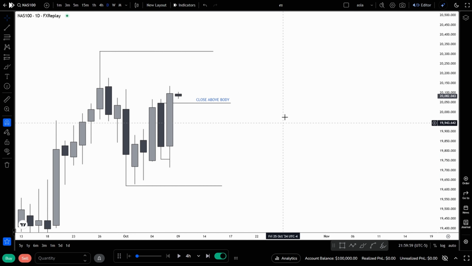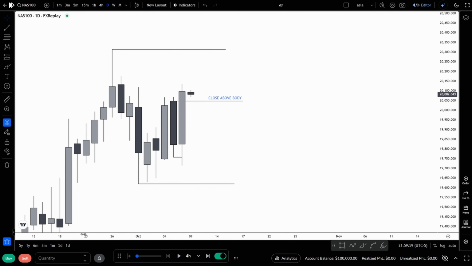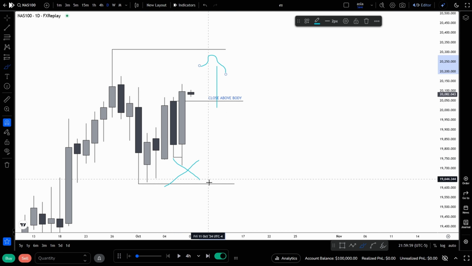Finally, I can mark the price level created by the structure and use it as the reference point to frame continuation entries on the following day. And that is exactly what we are going to break down in the next step.